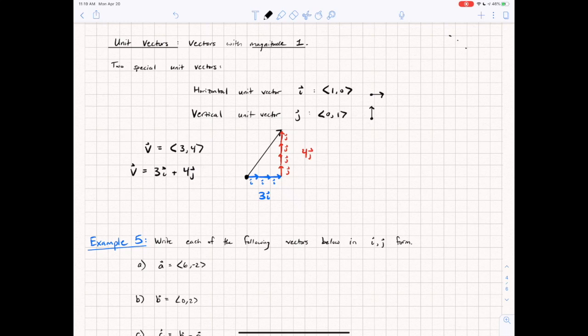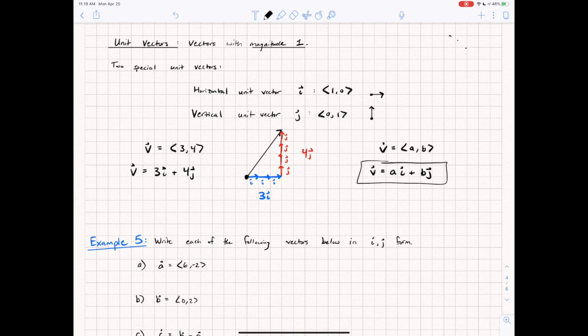You can call this the standard form, but it's essentially written in this way. Now notice that if you have a vector that has component form a, b, then its unit vector form, or its kind of standard form, is written as a i plus b j. So it's another way to write out the form, especially in terms of an equation.